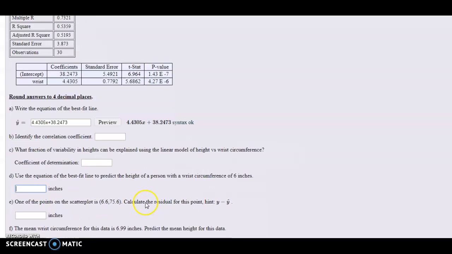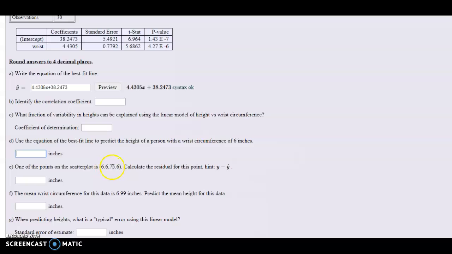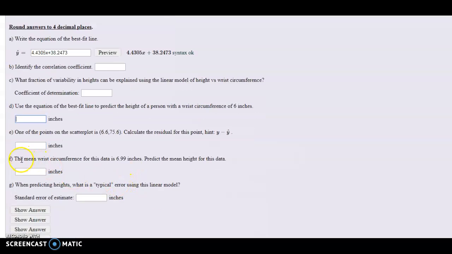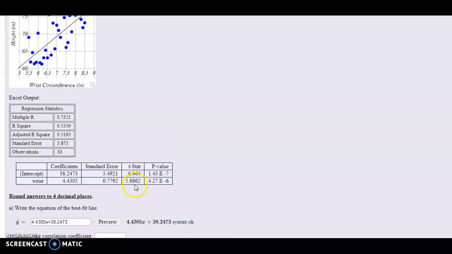And then I think you do similar stuff for this. One point is this thing. The mean wrist circumference is 6.99, so you plug that into your equation. Yeah, so that's basically what's happening with this problem.